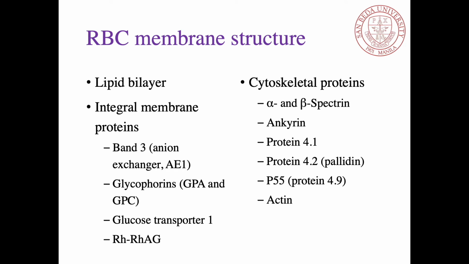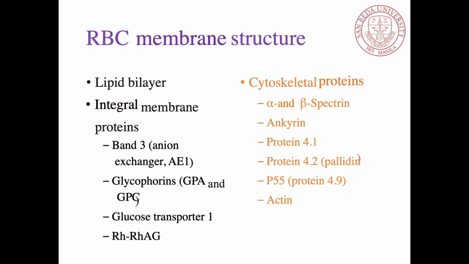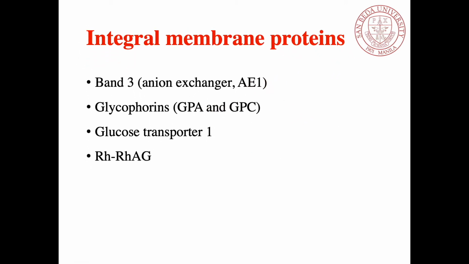In a previous video, I tackled the different erythrocyte cytoskeletal proteins. In this video, I will be discussing the first three integral membrane proteins in this list. Rh-associated glycoproteins will be discussed in the next video, along with the ABO blood grouping system.